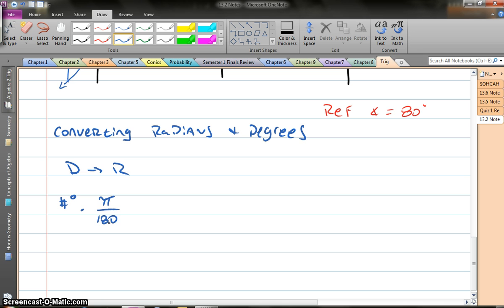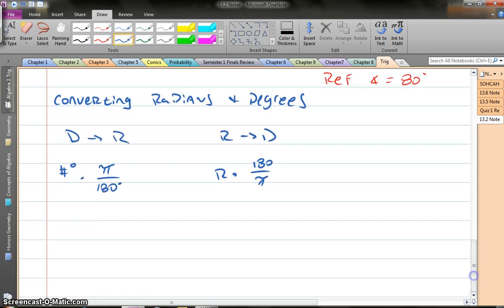Now, the way I like to remember this is I'm trying to cancel my degrees. So degrees are here, degrees are here. That's just how I remember it, kind of like a conversion type thing, because that's what you're doing, converting. And I remember that degrees are always on bottom when I'm going degrees to radians because I'm trying to get rid of the degrees. Now going radians to degrees, you take your radian measure and you multiply by the reciprocal, 180 over pi.